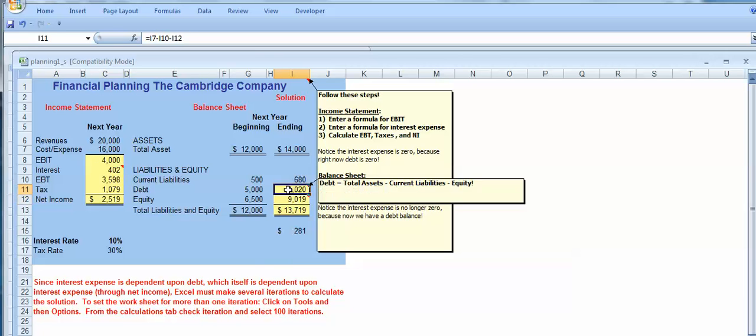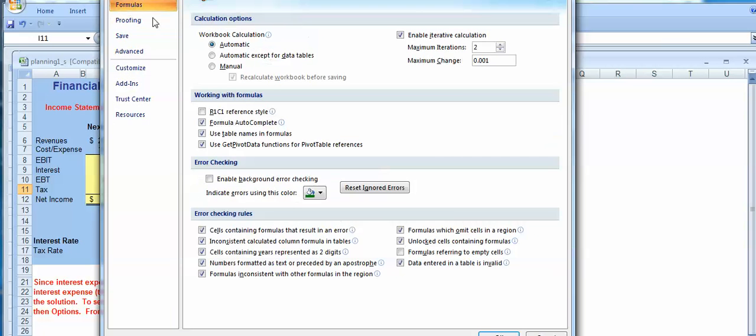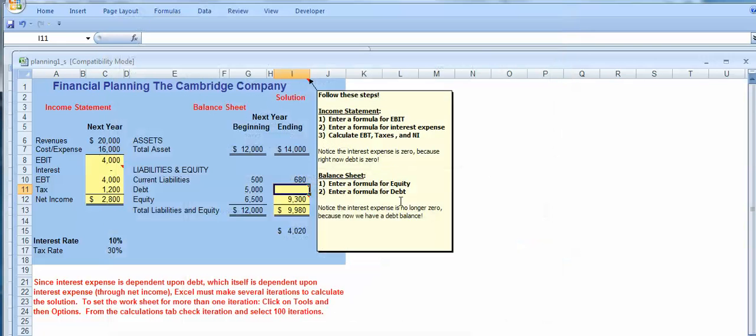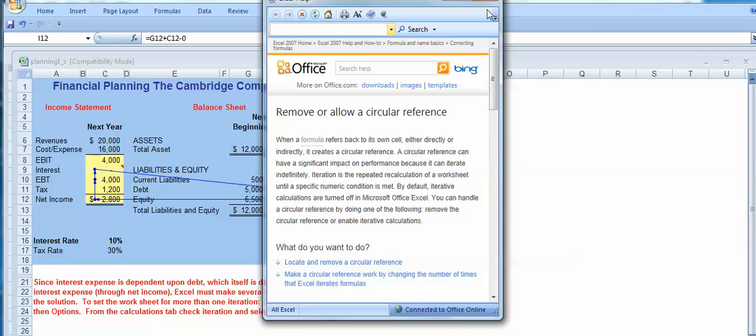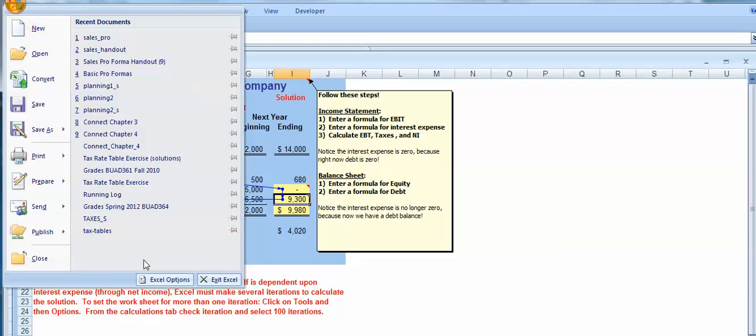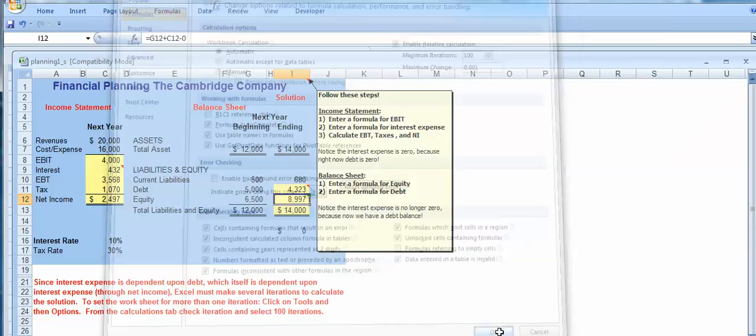What would happen if instead of setting Excel for 2 iterations, because computer time is cheap, I set it for 100 iterations? So go up to the Office button, Excel Options, Formulas, Enable Iterations, and let's set it at 100 iterations. And I can hit OK. Now when I enter my formula, equals assets minus current liabilities minus ending equity. Let's see, I must not have set something. Excel Options, Formulas, Enable Iterations, OK.